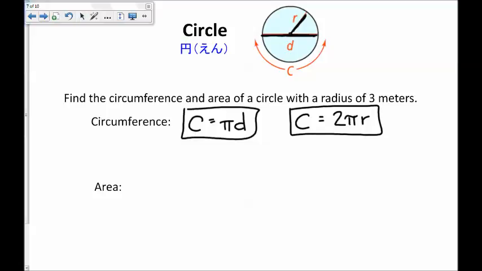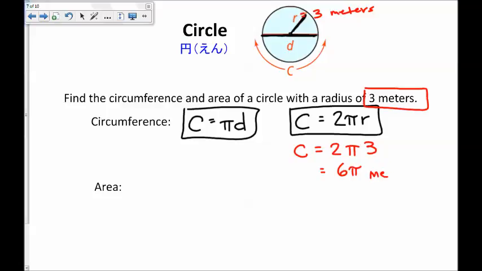Okay, now we are told to find the circumference of a circle with a radius of 3 meters. So the circumference is 2 times pi times 3, and 2 times 3 is 6 pi meters. If you want that as a decimal, 6 times pi is about 18.85 meters.